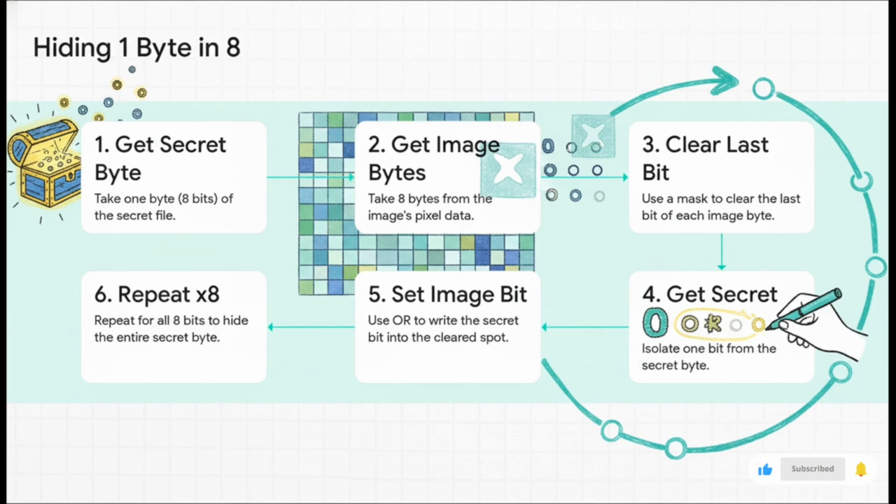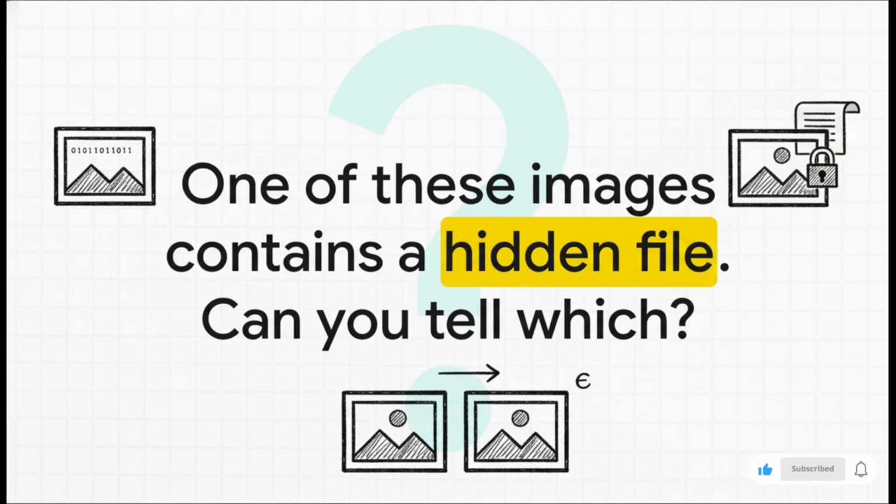First, we use a bit mask to clear that last bit, setting it to 0. Then, we take 1 bit from our secret byte and write it into that now empty spot. We just do this 8 times, hiding 1 secret bit in each of the 8 image bytes. And what's the result? Have a look.